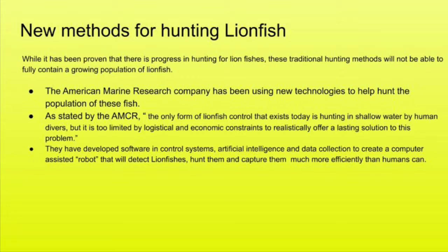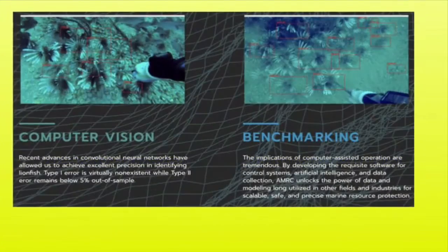The American Marine Research Company has been using new technologies to help hunt the population of these fish. As stated by the AMCR, the only form of lionfish control that exists today is hunting in shallow water by human divers, but it is too limited by logistical and economic constraints to realistically offer a long-lasting solution to the problem. They have developed software in control systems, artificial intelligence, and data collection to create a computer-assisted robot that will detect lionfish, hunt them, and capture them much more efficiently than humans can.